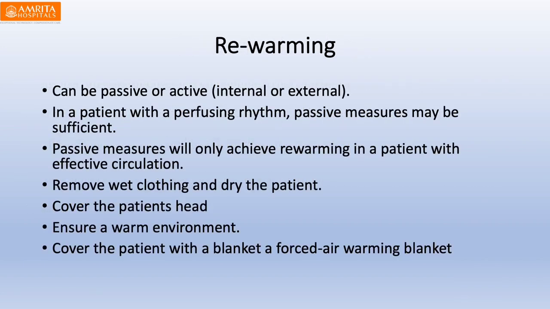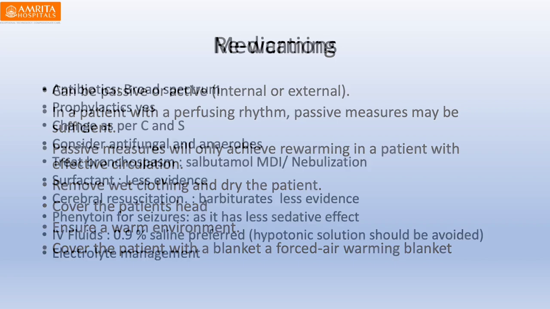Now coming to the rewarming, it can be passive or active, that is internal or external. In a patient with a perfusing rhythm, passive measures may be sufficient. Passive measures will only achieve rewarming in a patient with effective circulation. So remove wet clothing and dry the patient, cover the patient's head, ensure a warm environment, cover the patient with a blanket. A forced air warming blanket like a Bair Hugger will be more effective in this scenario.